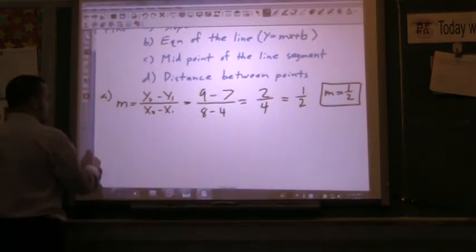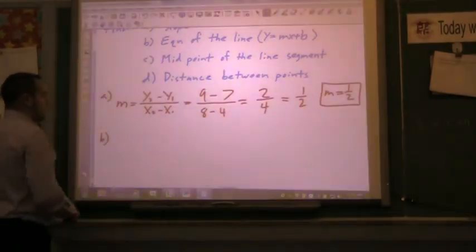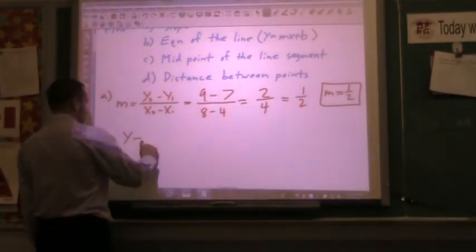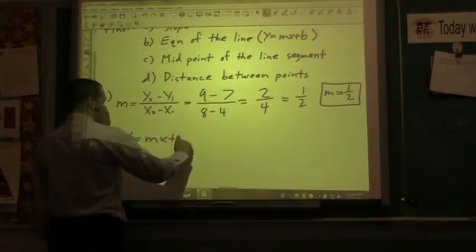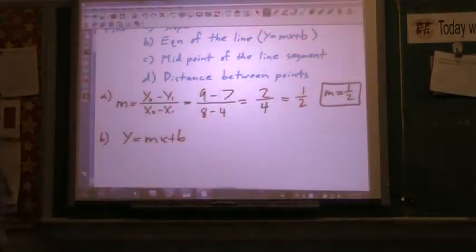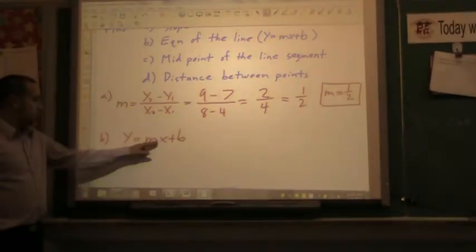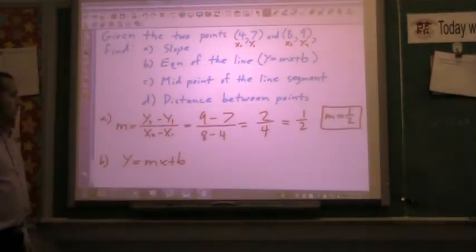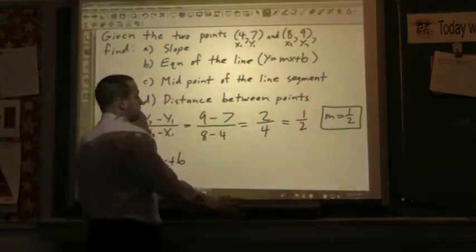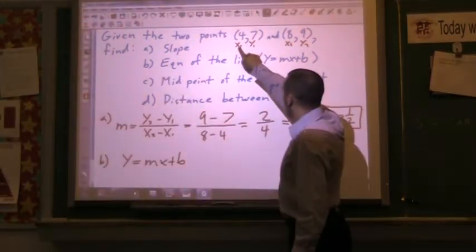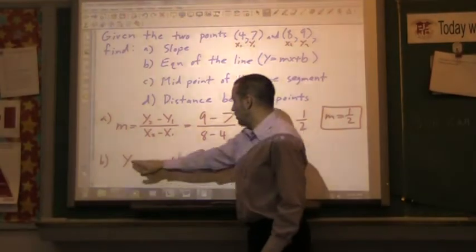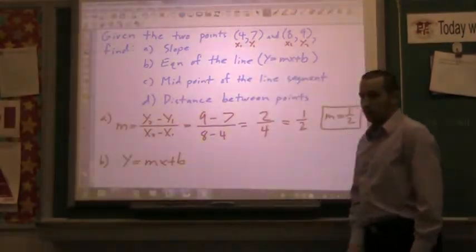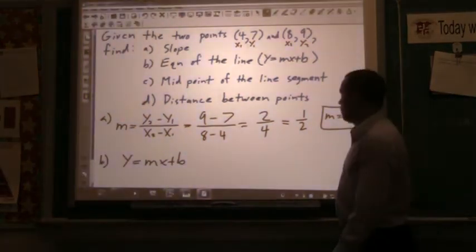So now for part B, we're going to do the actual equation of the line. So the equation of the line is y equals mx plus b. We just solved for the slope. So now we know the slope. I need my y-intercept, b. To get that, I'm going to take one of my points, it doesn't matter which one, sub in 4 for x and 7 for y. I'm going to sub in my slope, which is 1/2, and the only thing that will be left is b, so then we can solve for it.